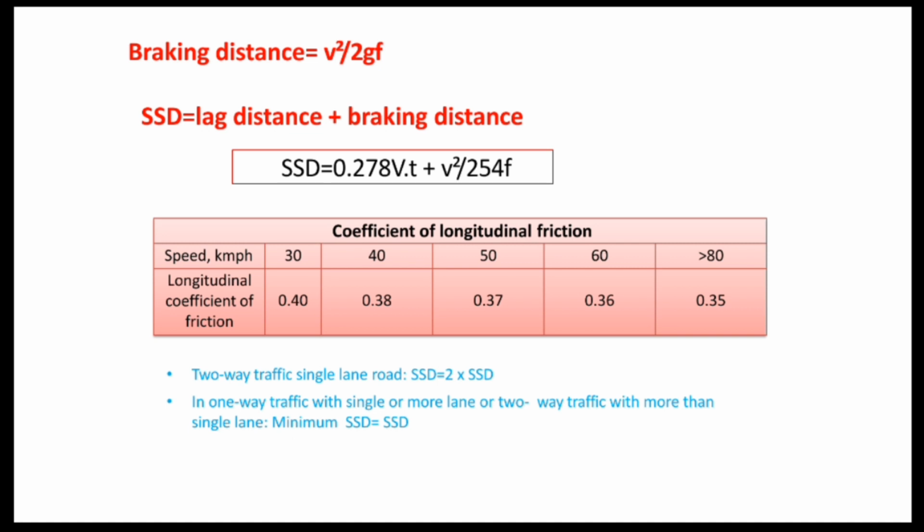For a two-way traffic single lane road, stopping sight distance will be equal to twice the stopping sight distance. That means you will have to take twice the stopping sight distance. And in one-way traffic with single or more lanes, or two-way traffic with more than a single lane, the minimum stopping sight distance will be equal to the calculated stopping sight distance.